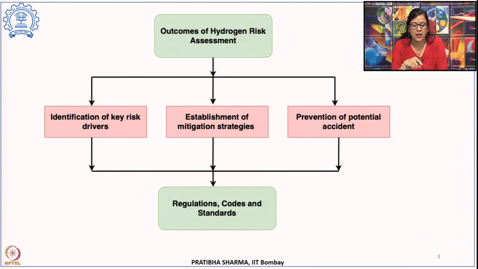Based on both the preventive as well as the protective measures, that forms the basis of regulation codes and standards. And that can be used to reduce the chances of leakage of hydrogen, or to reduce the impact of any hydrogen related accident, and to reduce the frequency of occurrence of such accidents. Now, the outcomes of hydrogen risk assessment can be utilized to operate the different hydrogen systems, and to do a failure analysis of the different related hydrogen technologies or systems.